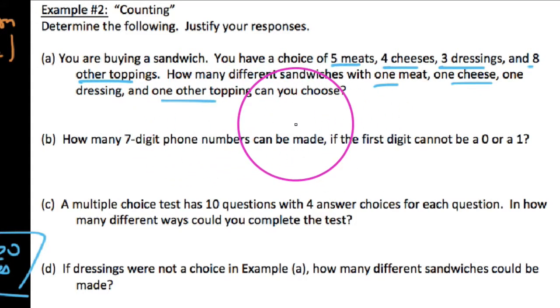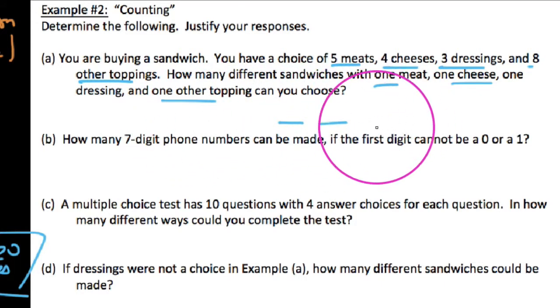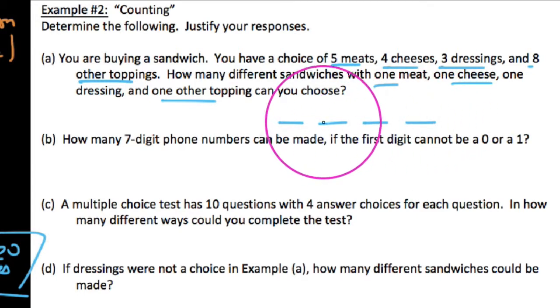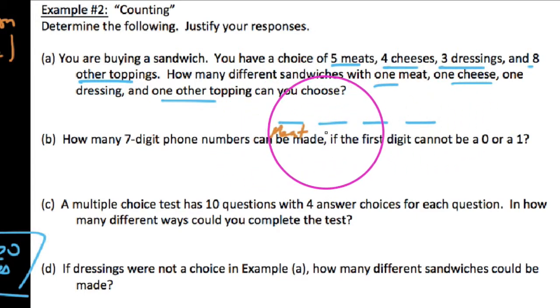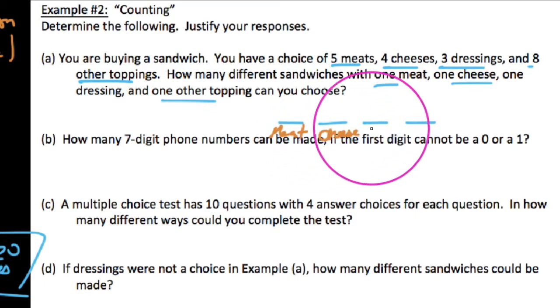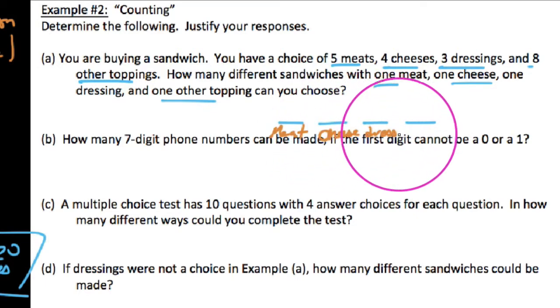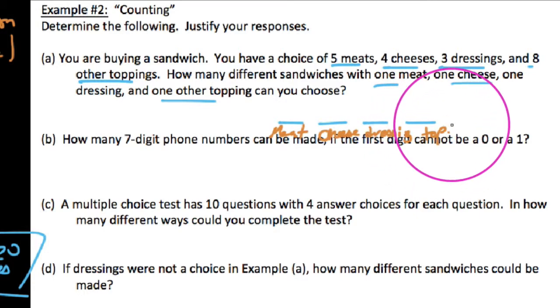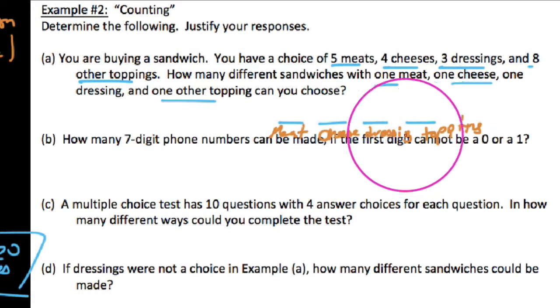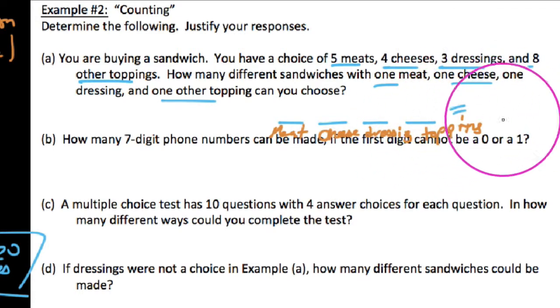So the first thing I'm going to encourage us to do is this. Let's put a blank for each individual event that exists. And I don't typically write this, but underneath this we could write, this is our meat, this is going to be our cheese, this is going to be our dressing, and then this last spot right here is going to be an alternate topping. All right, but given these events that occur in sequence, how many total outcomes exist altogether?